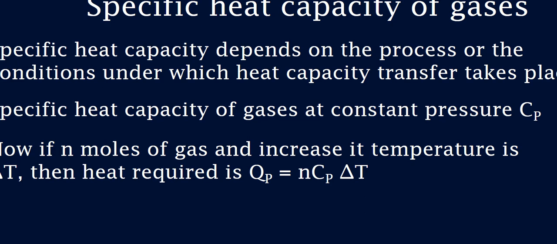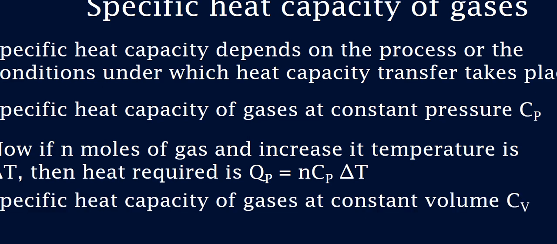The specific heat capacity of a gas at constant volume is defined as the heat required to increase the temperature of 1 mole of a gas by 1 degree at constant volume, denoted by Cv. Now, if there are n moles of a gas and the increase in its temperature is ΔT, then the heat required at constant volume is given by Qv = n Cv ΔT.